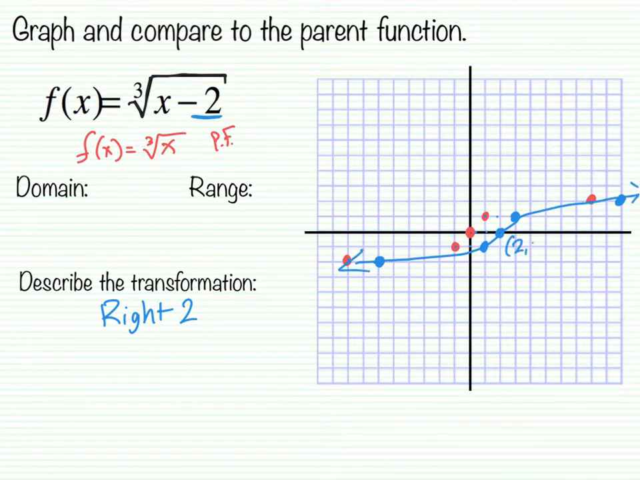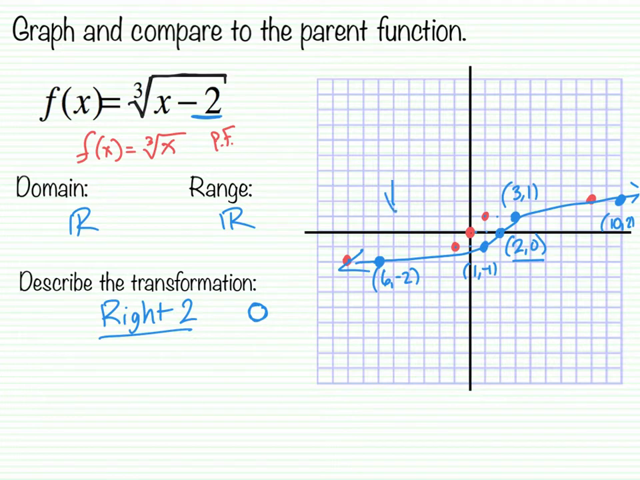This is at 2, 0. There's my main locator. Notice 2, 0 matches my transformation. Right 2, and then I went up or down 0 units, so positive 2, 0. And then here I'm at 10, 2. Here we are at 3, 1. We are at 1, -1, and here we are at 6, -2. So labeling those points. The domain is still all real numbers because it goes forever left and right. And then the range is also still all real numbers because it goes forever up and down.